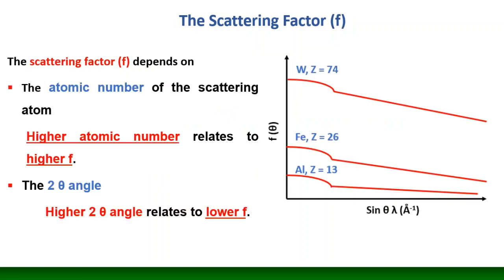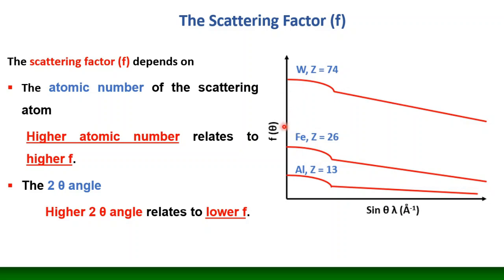About the scattering factor, a few things that you can say about that. The scattering factor is very dependent on the atomic number of the atom, okay? Like you can see here in this graph, they're trying to represent it. The scattering factor as a function of the angle, okay, for three different atoms. Tungsten, which is the heaviest one, atomic number 74, then iron, atomic number 26, and aluminum, atomic number 13.